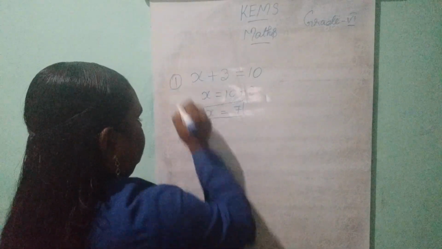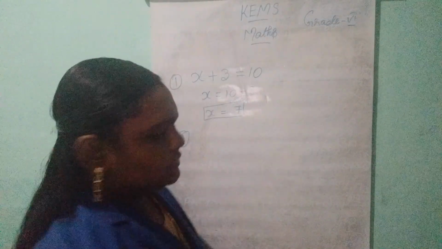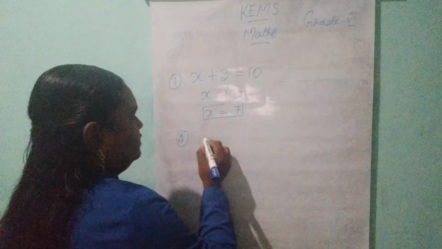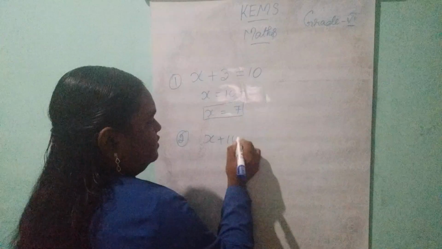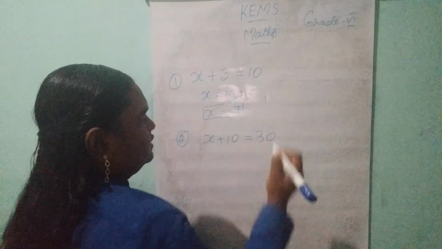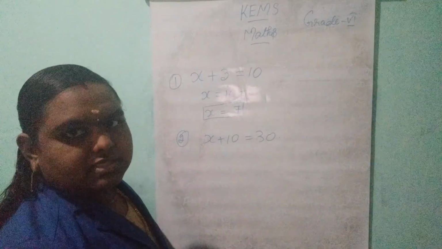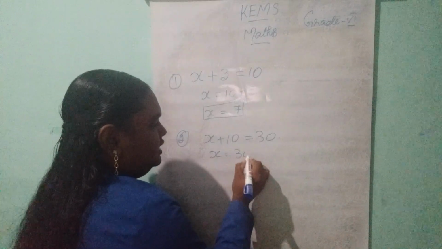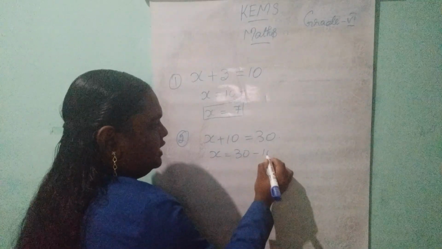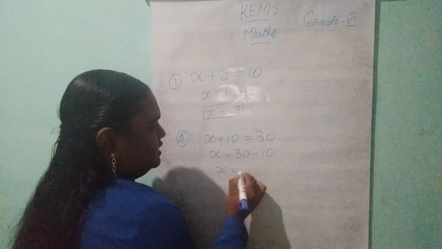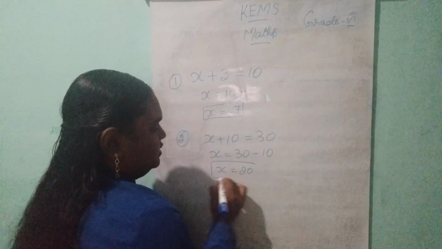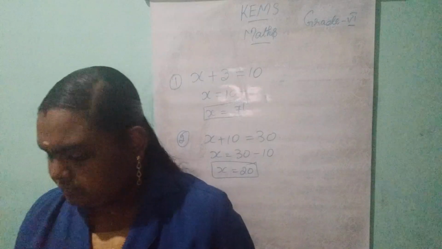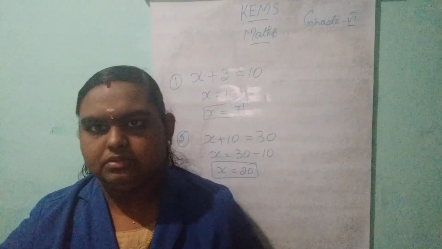Okay. Then next one is x plus 10 is equal to 30. Okay, x plus 10 is equal to 30. So keeping x here, plus 10 will be changed into minus 10. So x is equal to 20. Okay, it is a simple method for finding the answer.